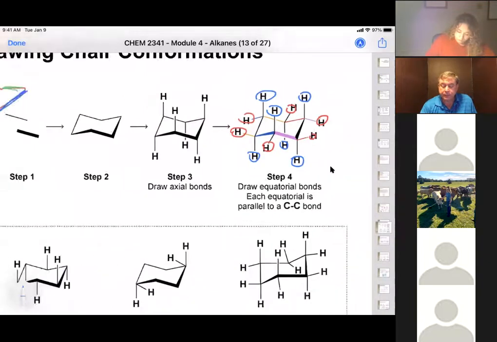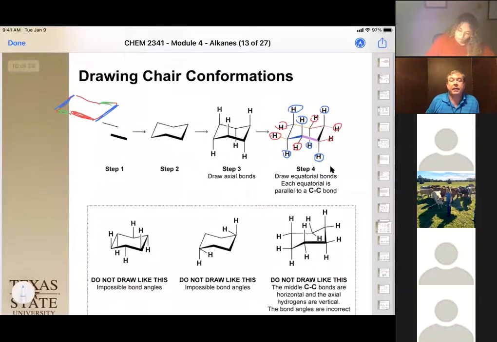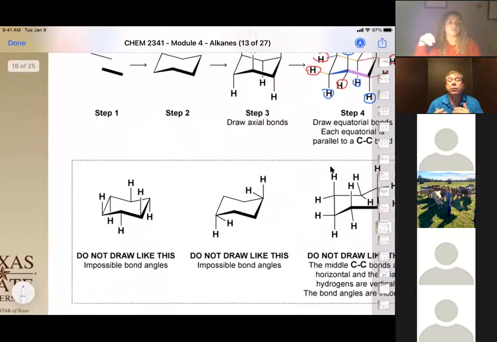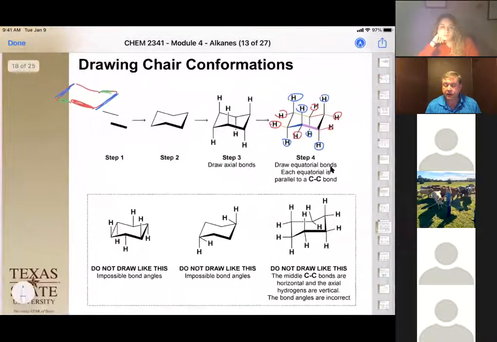Okay. Now, when you draw it this way, it makes it easy to see which groups are interacting with which groups. You'll see that the axial hydrogens are interacting with the axial hydrogens. And the equatorial hydrogens are having a minimal interaction, but they only react with the equatorial hydrogens. Okay. So if you try to draw it with weird bond angles, you won't be able to see the relationship between the substituent and the ring itself. So try to do it that way. And again, this is an easy step-by-step way where you do all your axials, then fill in the equatorials as you go.